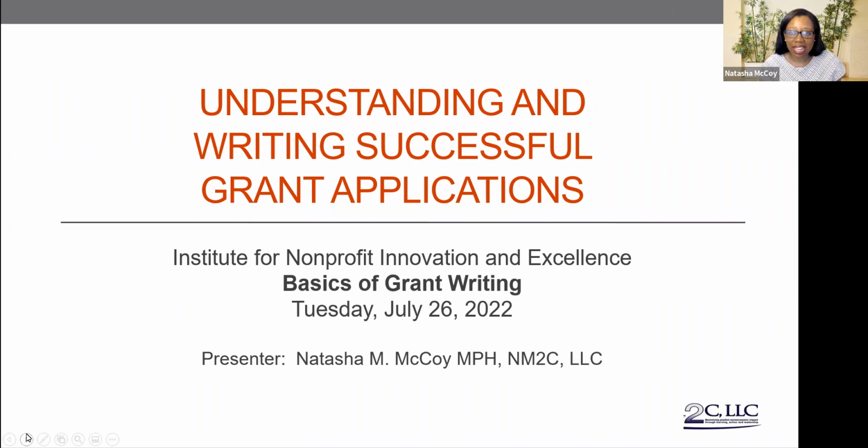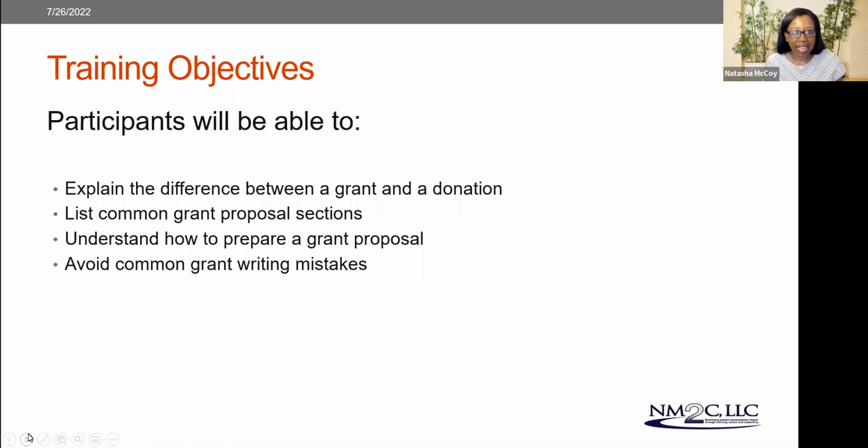So again, this is understanding and writing successful grant applications. This is pretty much a basics of grant writing. Objectives for today: you will leave with an understanding of how to explain the difference between a grant and a donation, list common grant proposal sections, understand how to prepare a grant proposal, and avoid common grant writing mistakes.